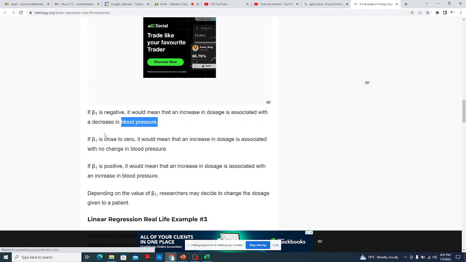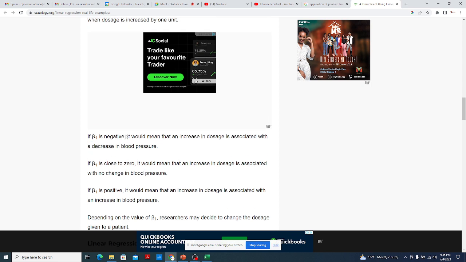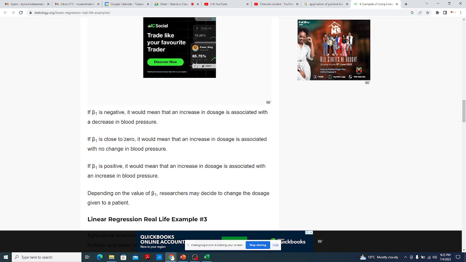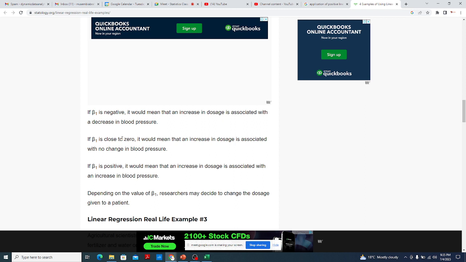Also, if B1 is close to zero, it means that an increase in dosage is associated with no change in blood pressure. If the second constant, the rate of change in dosage, is very minimal, then the dosage you are giving has no impact on the blood pressure of this person. It's neither reducing nor going up. The rate of change is very minimal.